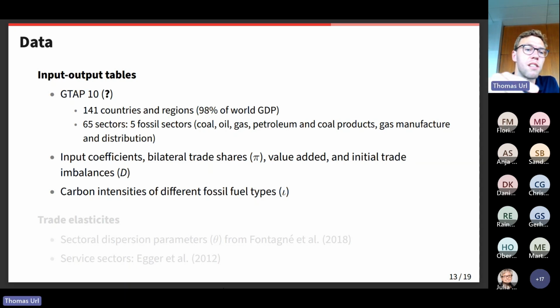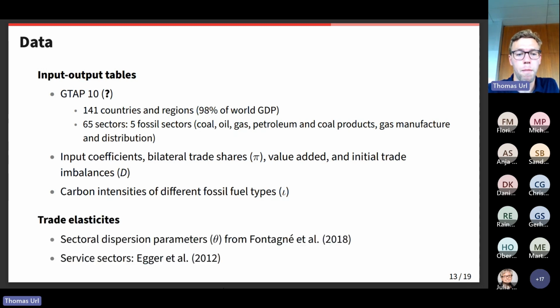All model parameters are sourced from this database. So the input coefficients, trade shares, value added, and also the initial trade imbalances. And also the carbon intensities of the different fuel types. So we source all model parameters from the GTAP database, except the trade elasticities.